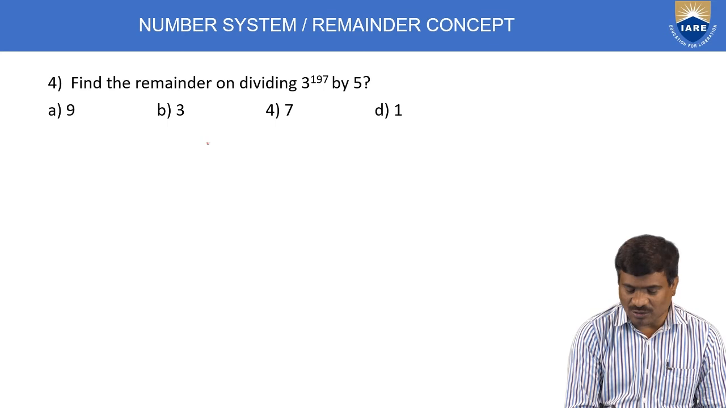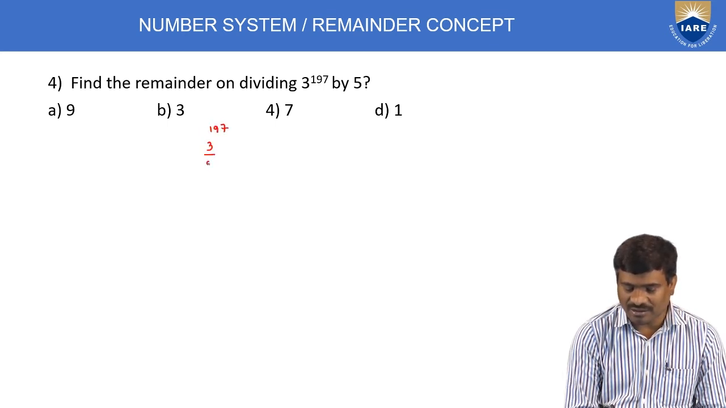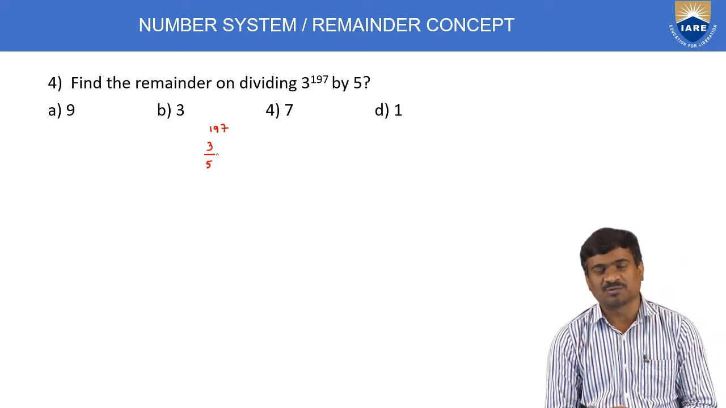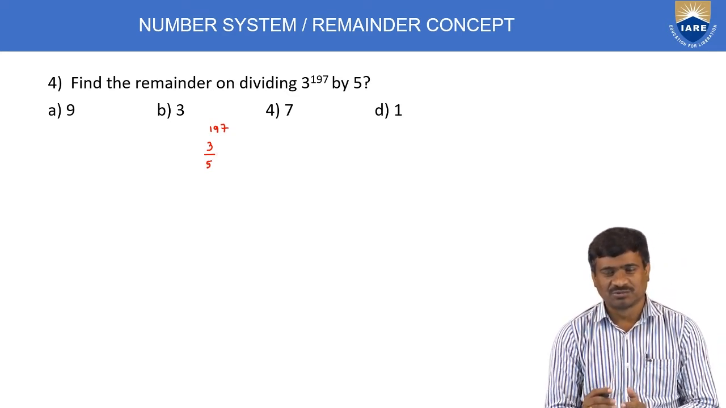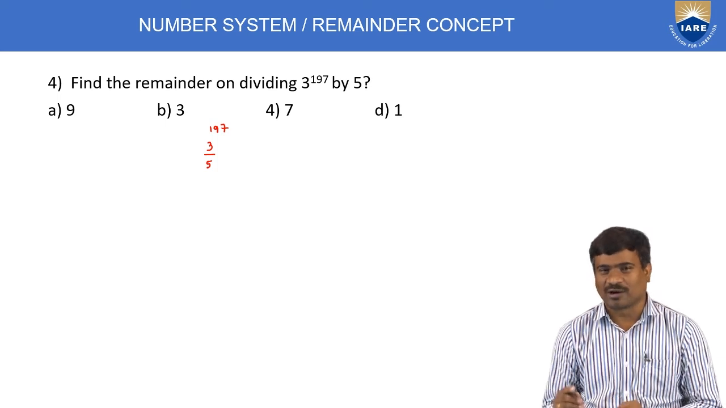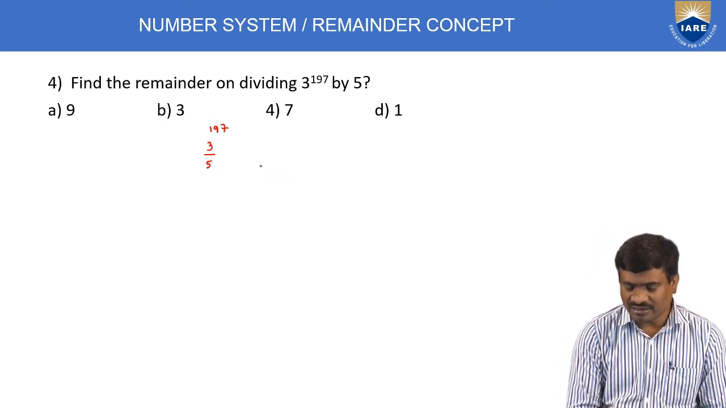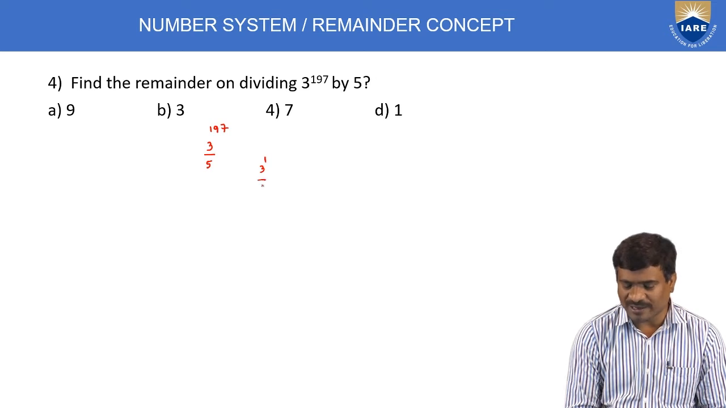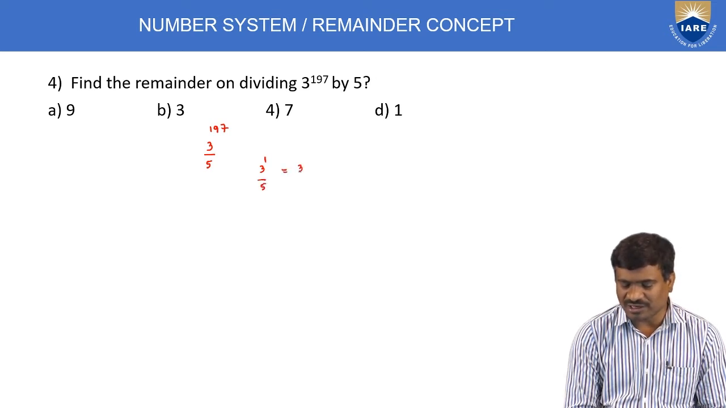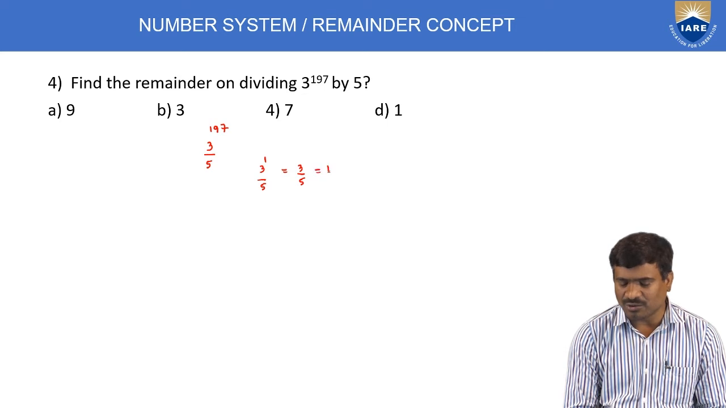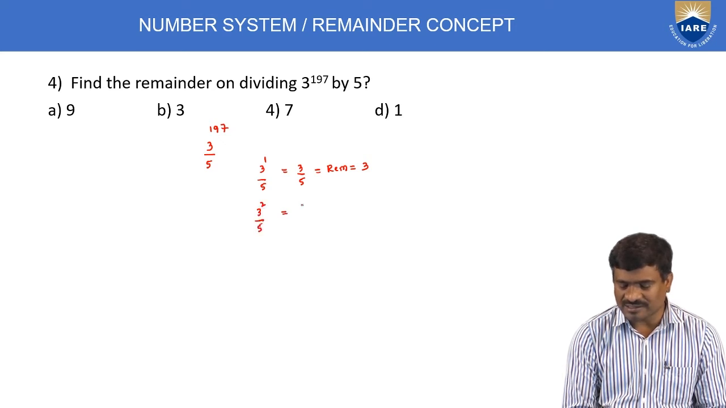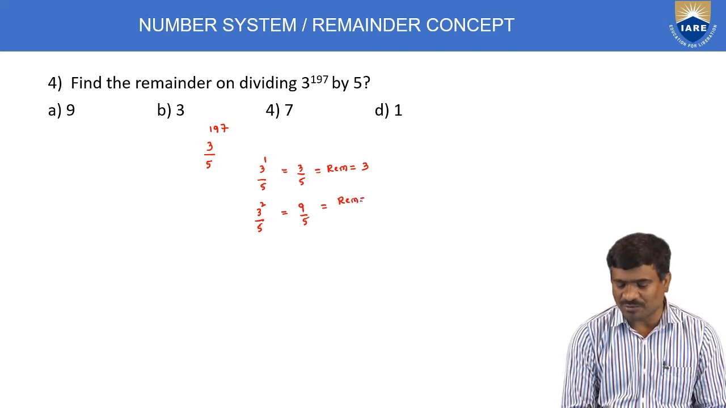This is written as 3 to the power of 197 by 5. Next, by using assumptions, take powers 1, 2, 3, 4 and so on. 3 to the power of 1 by 5 is 3 by 5, remainder only 3, since 3 is not divisible by 5. Next, 3 to the power of 2 by 5 is equal to 9 by 5, remainder 4.